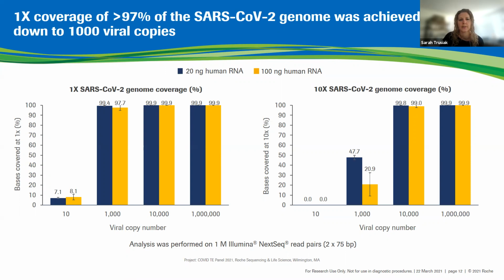In extending out to 10x coverage, we get again over 99% of the genome covered at 10x for 10,000 and 1 million viral copies. And then between 20 and about 50% of bases at 1,000 copies covered at 10x. And this is with 1 million NextSeq Illumina read pairs.